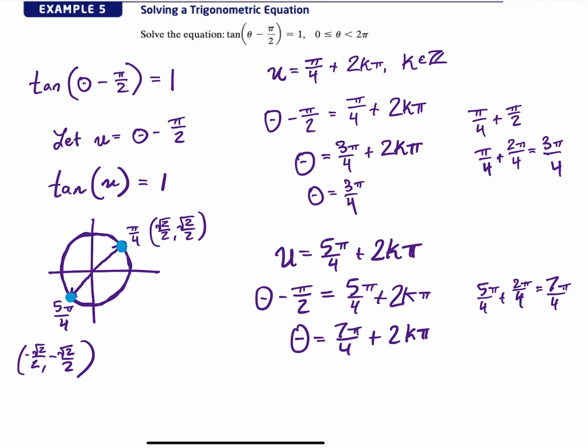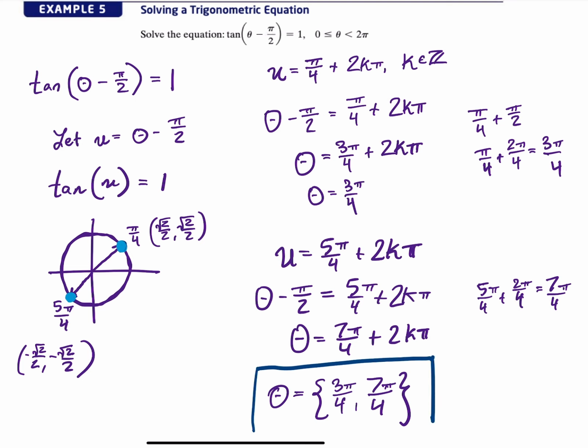So let's go ahead and write our solution set. So we'll get this 3 pi over 4, and then our second solution will be the 7 pi over 4. I'll build a little solution set. I'll put these two in. And this will be our two solutions between 0 and 2 pi. So in this case, we didn't get any additional solutions like last time. We just had our two base ones.